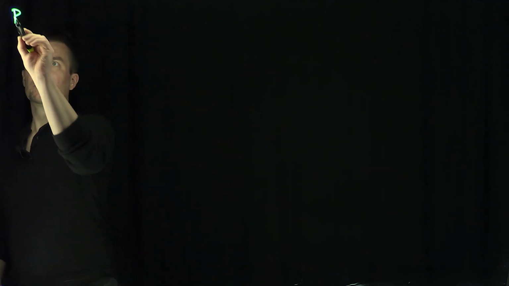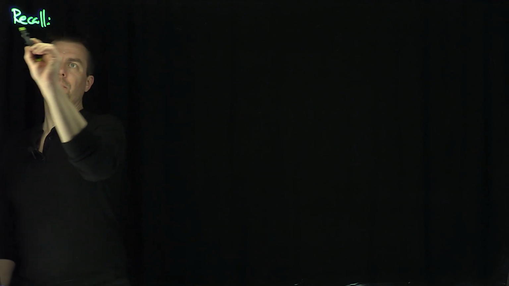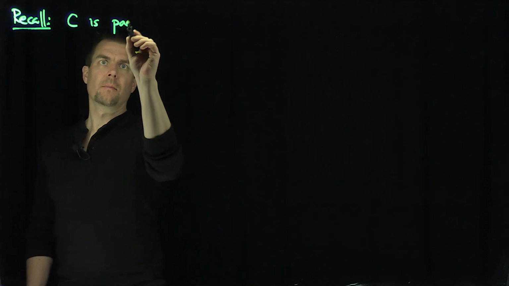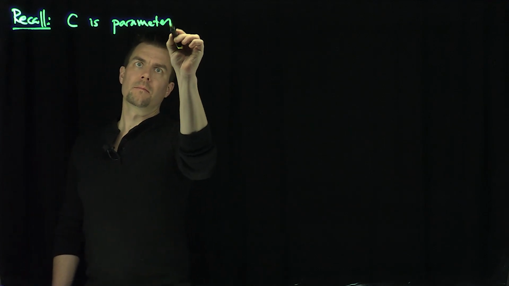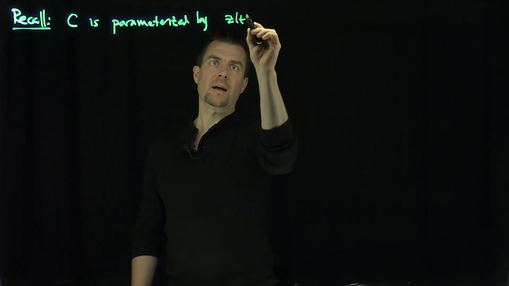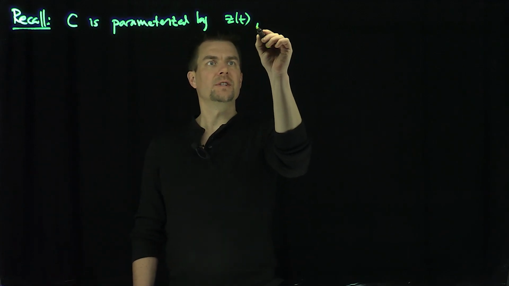Hello students, in this video we'll discuss complex valued functions which have primitives in a certain region and see how to evaluate certain complex line integrals. So let's recall, if C is parameterized by z of t, a complex valued curve for t between a and b.